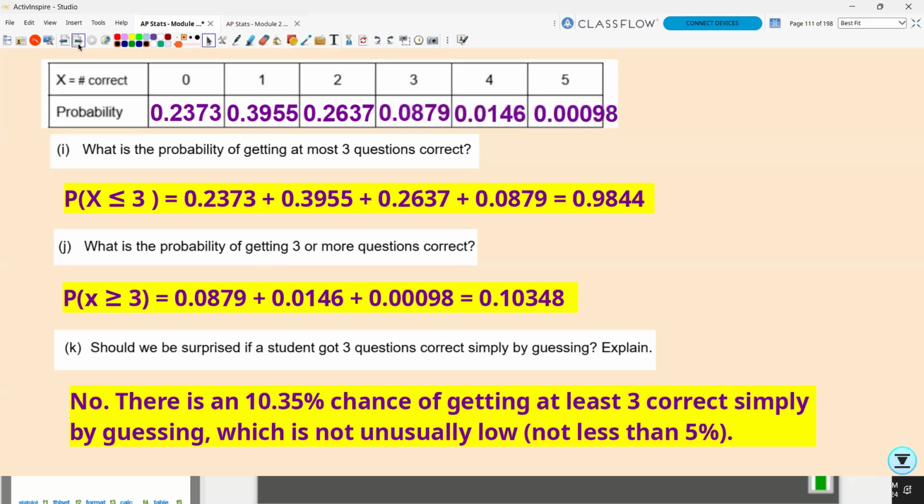Should we be surprised if a student got 3 questions correct simply by guessing? Well, in this case, I would say no, because you have a 10.35% chance of getting at least 3 correct by guessing. So that's not unusually low. And remember, 5% is kind of our threshold. And just a reminder here, in a probability distribution, all of your probabilities should add to 1. So you might want to take a minute and double check that those 6 probabilities add to 1, but they do. And so we've done this correctly.